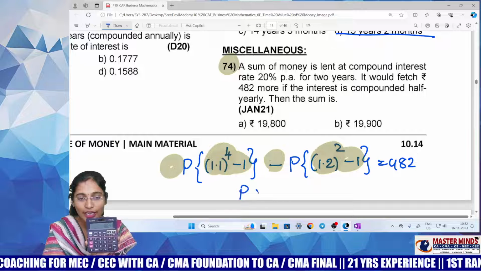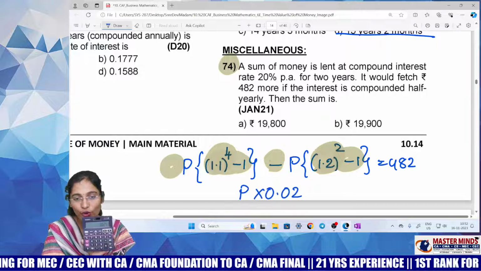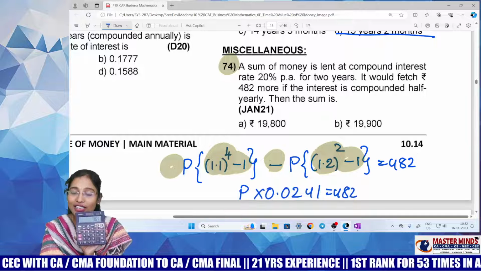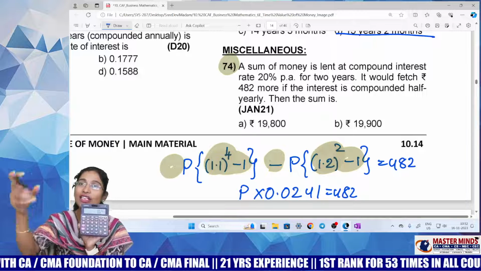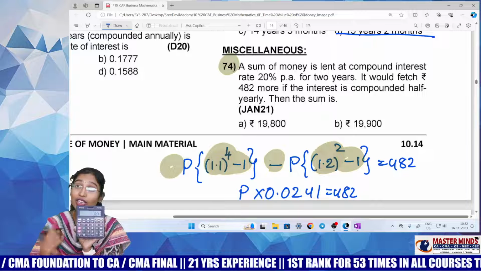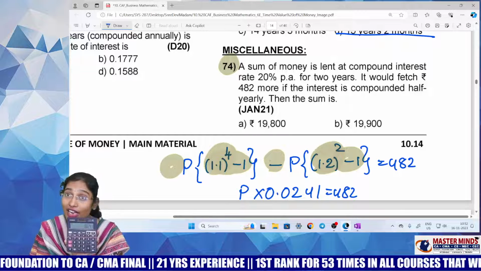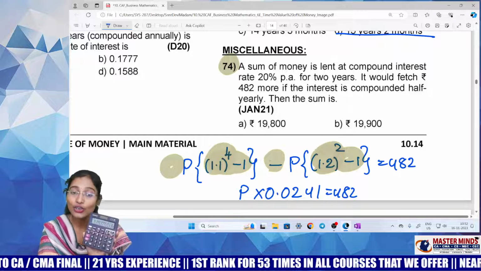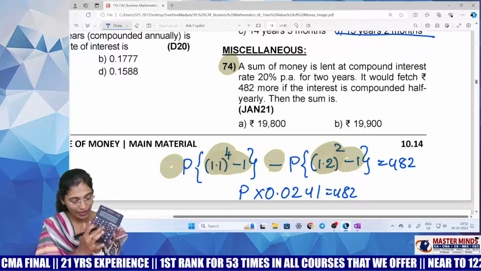So here I have P into 0.0241 equals 482. I know that this is multiplying here. If I take it to the right side, what happens? Inverse. How do you do the inverse? Divided by, equals to, into the right side, which is 482.